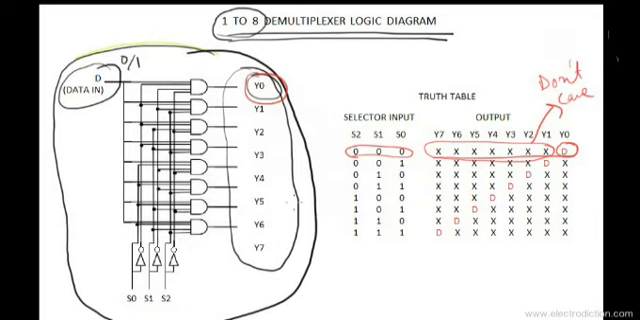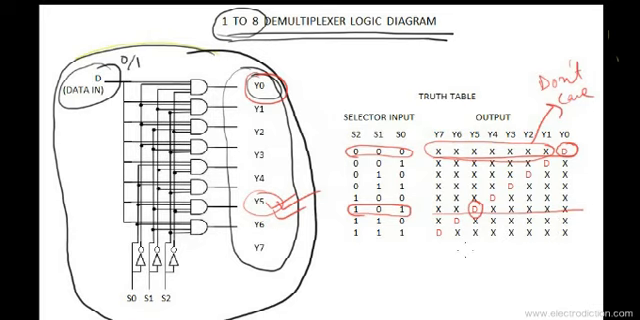Okay, let's consider another example. Let's say we want to select the line Y5 and transfer the data to it. In order to select the line Y5, we would require an input binary code of 101 at the selector inputs. This 101 is obviously the binary equivalent of the decimal notation 5 for the line Y5 over here. By doing so, we select the line Y5, and the data from the input would appear at the output of line Y5, while the other lines remain at their don't care state.